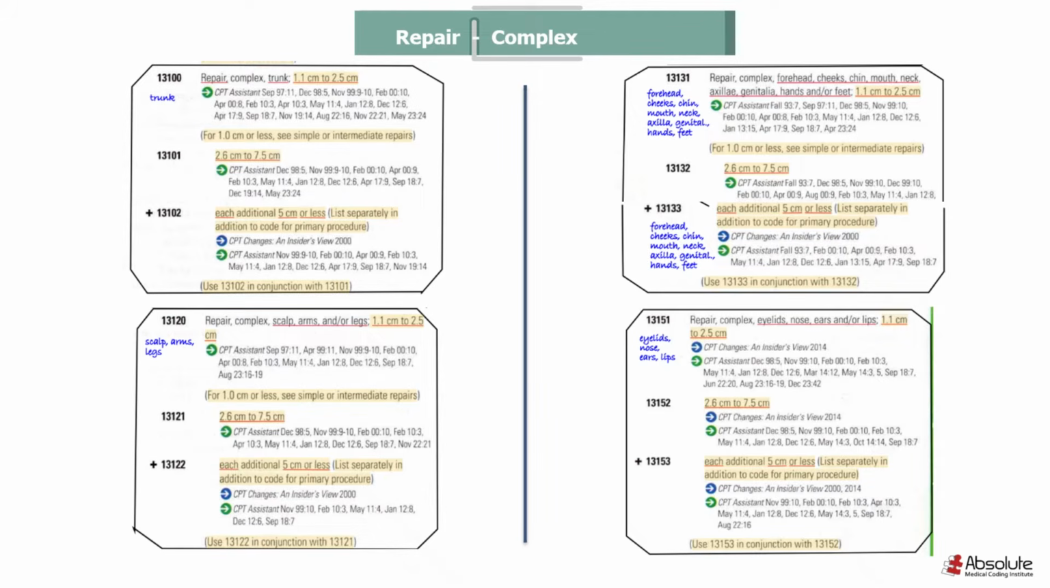The code series 13131 through 13133 is for complex repair of forehead, cheeks, mouth, neck, axilla, genitalia, hand, and feet. And 13151 through 13153 is specifically for complex repair of eyelids, nose, ears, and lips.